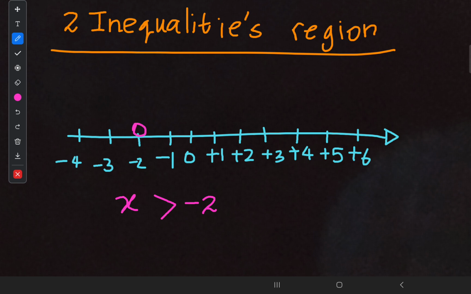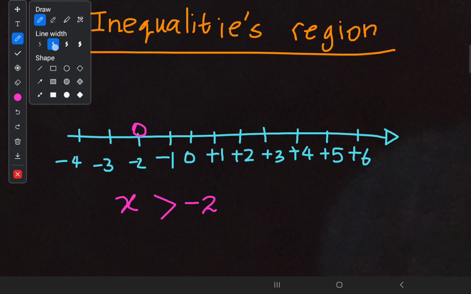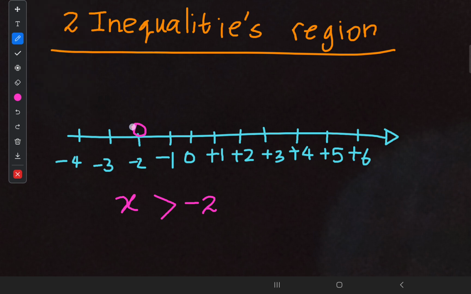Here you have to mark a small round. Small round. Don't color this round. Don't take so much outline for this. It means another thing. So lightly draw a small round.